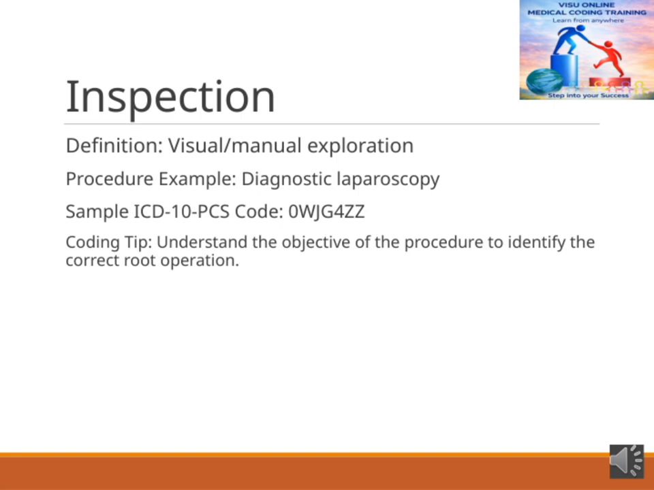A key tip when coding these procedures is to really understand the objective of what's being done. This helps you identify the correct root operation, which is crucial for accurate coding. For example, when you're inspecting, you're primarily observing or examining the area to gather information without necessarily removing or repairing tissue. So, in summary, inspection involves a careful look, either visually or manually, to inform further diagnosis or treatment. This step is fundamental in the overall process of exploration and assessment in medical procedures.